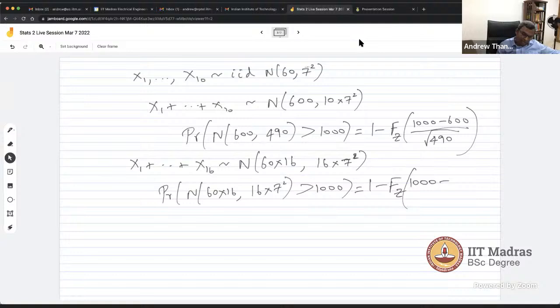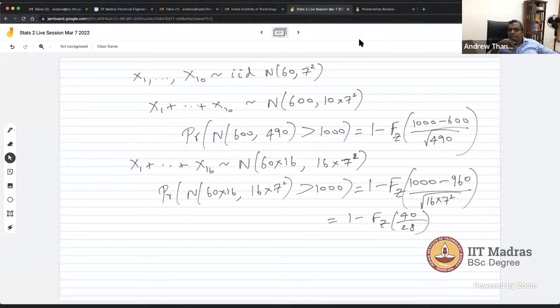What is 16 6s? That's 96, right? 960 divided by square root of 16 times 7 squared. So if you want, you can do the simplification. I think one of the answers was exactly this. 1000 minus 960 is 40. Square root of 16 is 4. 4 7s are 28. So if you want, you can cancel 40 and 28 to write it as 10 by 7. So 1 minus FC, 10 by 7. Is that okay?